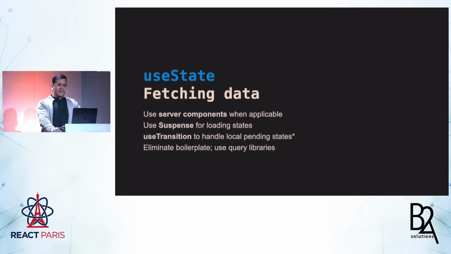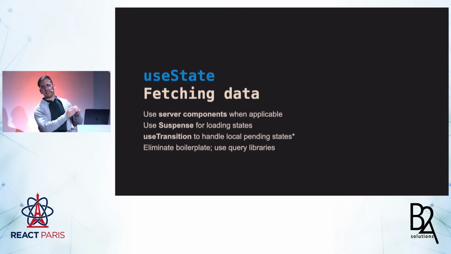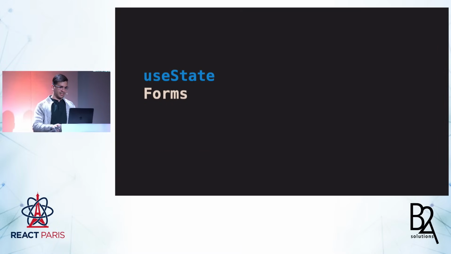So fetching data, we can eliminate a lot of useState from that. We could use server components whenever it applies. We could use Suspense for controlling loading states, and hooks like useTransition for local pending states, and other things like deprioritizing UI updates. And honestly, if we really want to eliminate boilerplate and eliminate all of those useStates for fetching data, query libraries have already solved this, such as TanStack Query.